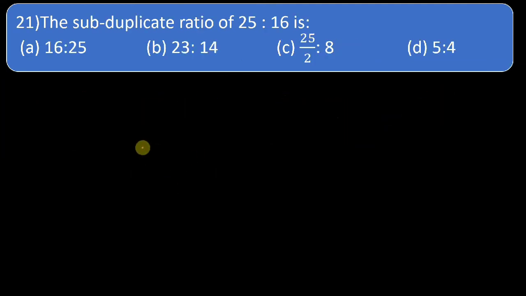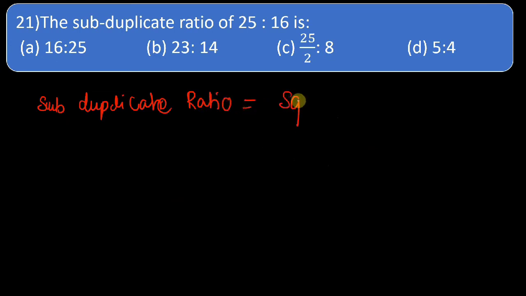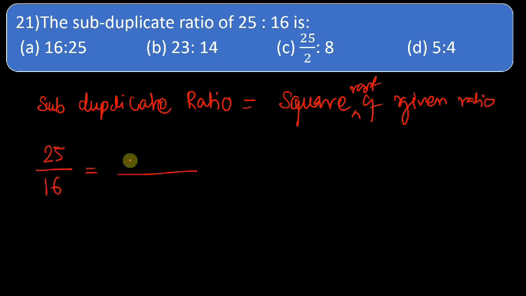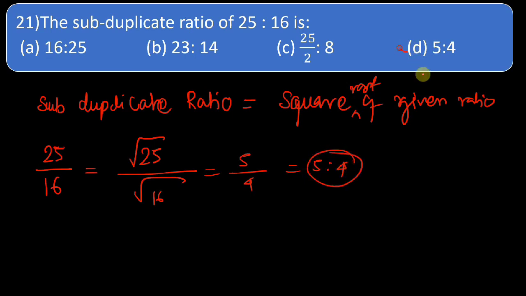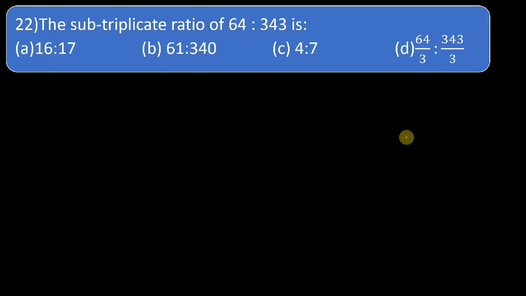Next, we are told to find the sub duplicate ratio of 25:16. Sub duplicate ratio means we have to find the square root of the numbers, or the square roots of the given ratio. So here the given ratio is 25/16. Now we find the square root of 25 and the square root of 16, that is 5/4, that is 5:4, our correct answer. So option D is our correct answer.